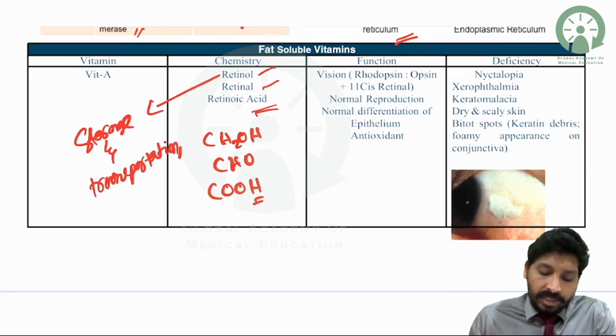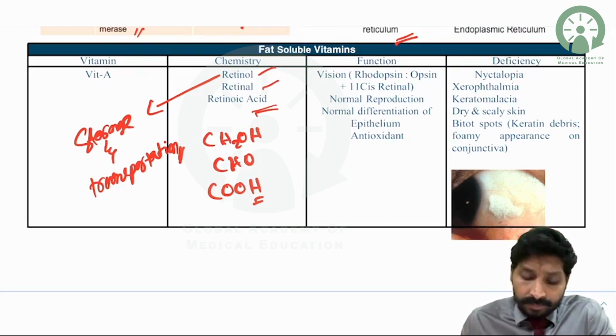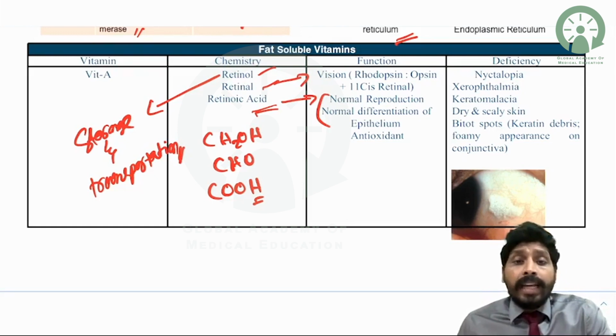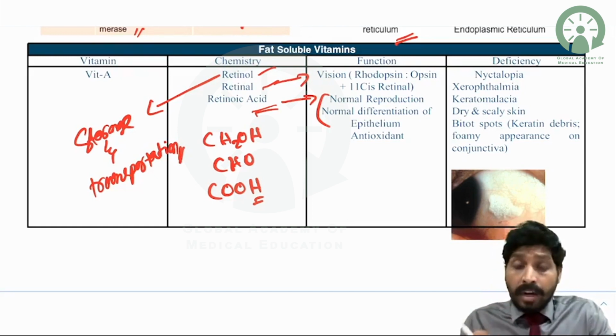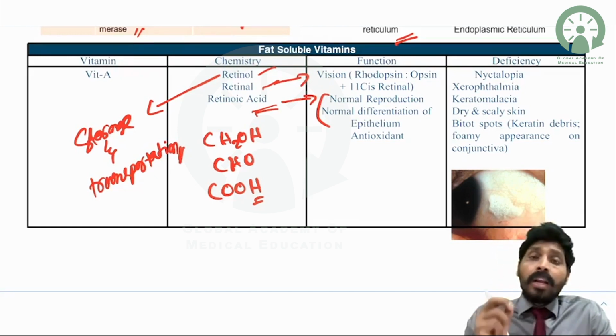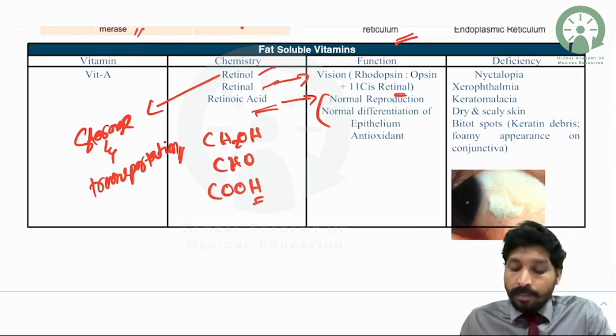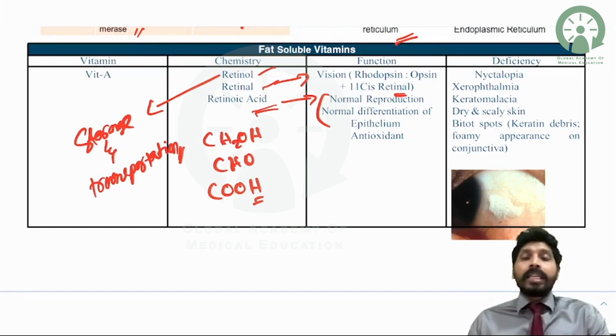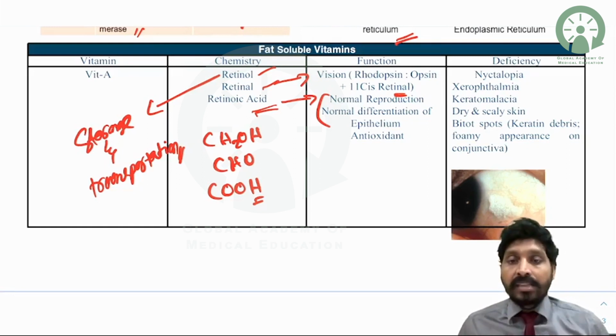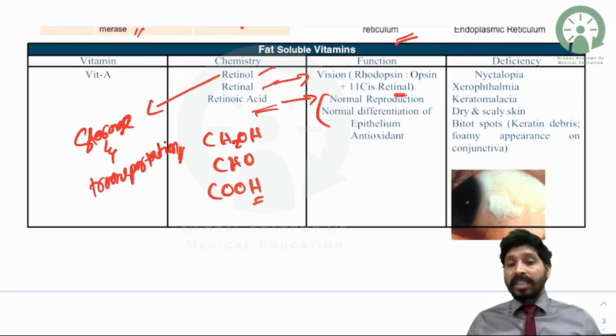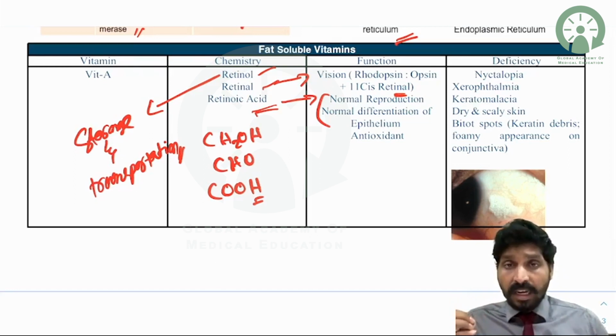Growth and differentiation is by retinoic acid, and vision is by retinal. The aldehyde form is required for vision. How? 11-cis retinal. Remember, 11-cis retinal along with opsin. Opsin is the protein part here. The non-protein part is 11-cis retinal. Rhodopsin is a visual pigment present in the rod cells of the eye. Rhodopsin is a combination of protein and non-protein part. The protein part is opsin, the non-protein part is 11-cis retinal.